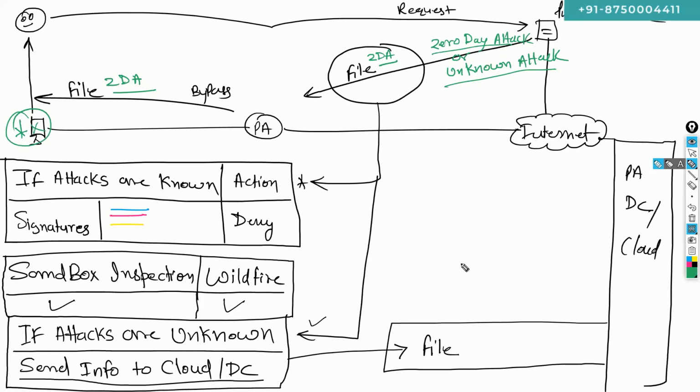So the file will go to the cloud. The cloud is actually the data center of Palo Alto. The file which contains ZDA, the 0-day attack, will be submitted to the cloud. Now they will work on it. Who will work on it?